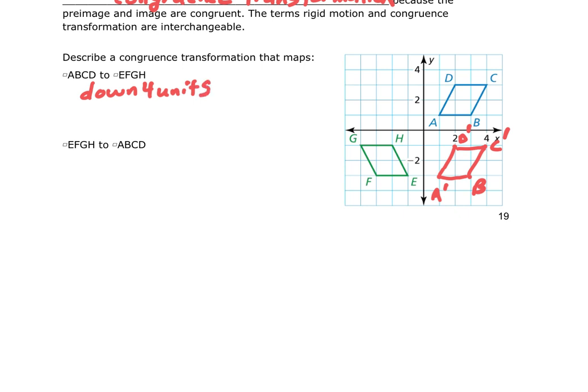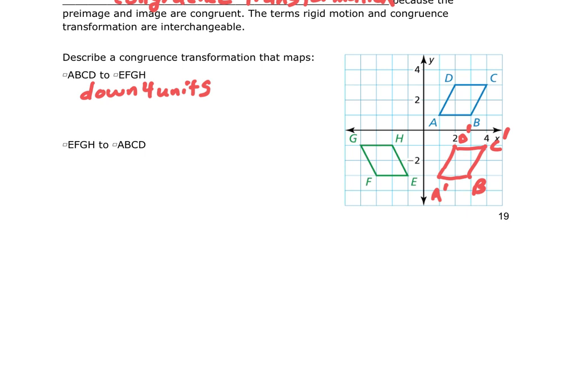and if it doesn't say to write the rule, you could just say down 4 units, and I'm fine with that, okay? If it says to write the rule, that's where you'll use the X, Y, and you'll use all that terminology that we did yesterday on the quiz. But here I can just simply say 1, 2, 3, 4. We moved it down 4.